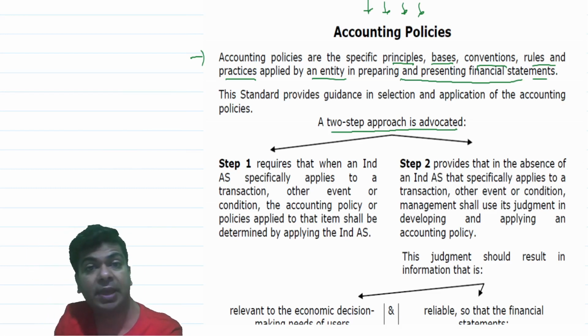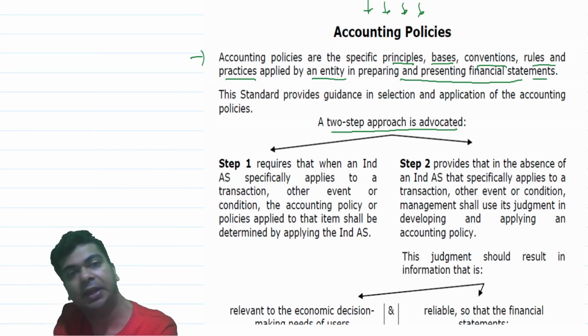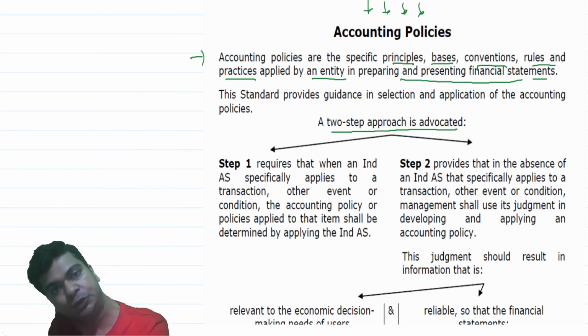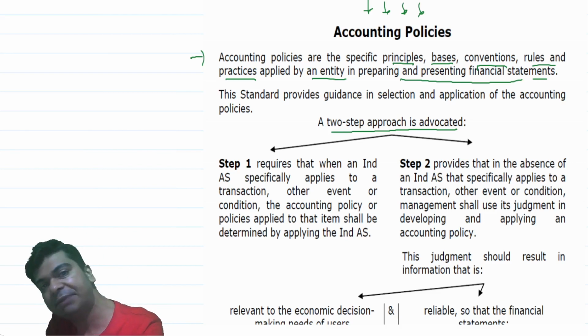However, at times you may enter into transactions for which there is no Ind AS available right now. In case if that is so, then how to decide the accounting policy? That will be the step 2.